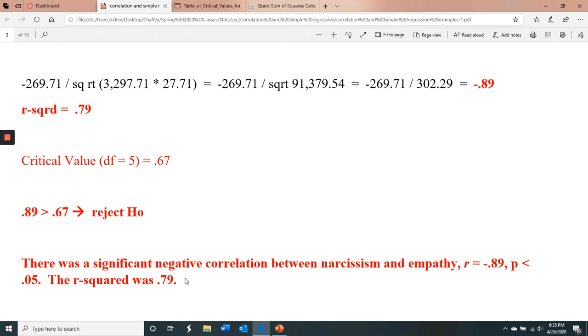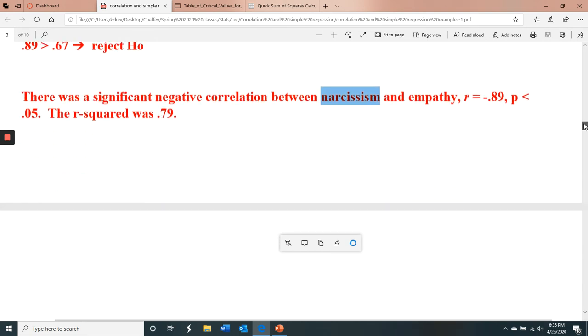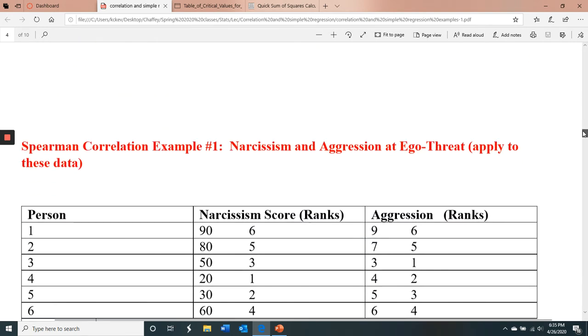And so here, what that means is R-squared of 0.79 is that 79% of the variance in the empathy scores was directly linked to the person's level of narcissism. Okay, I hope you find that to be pretty easy.